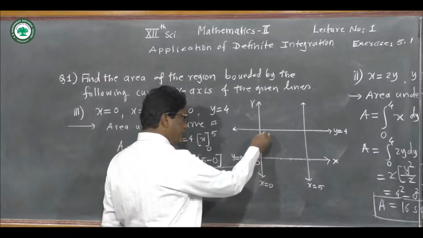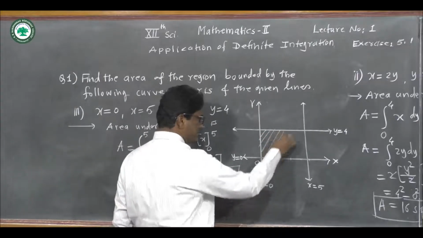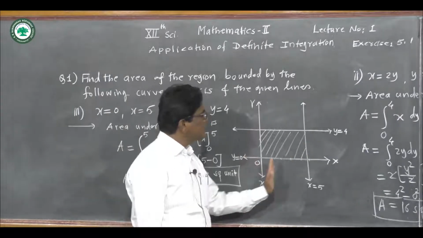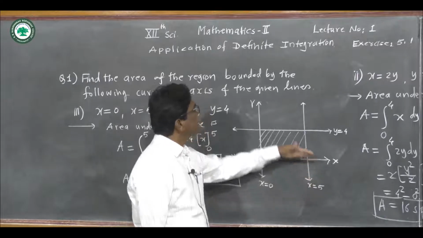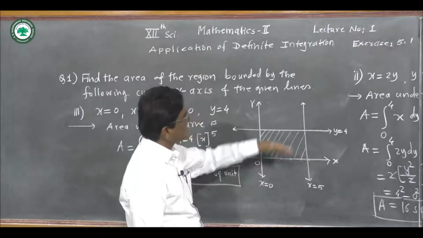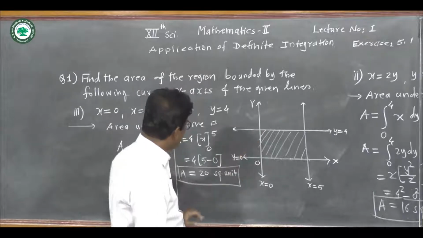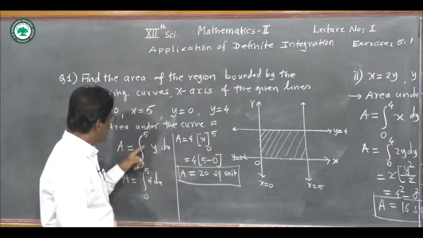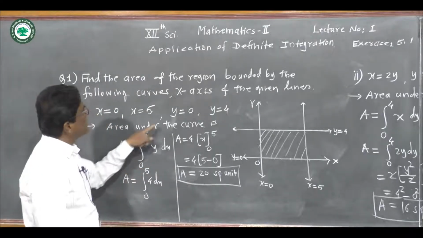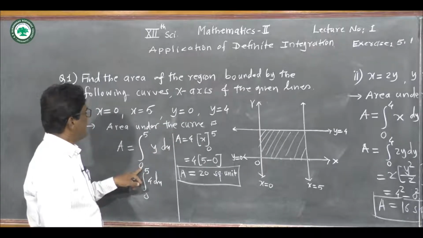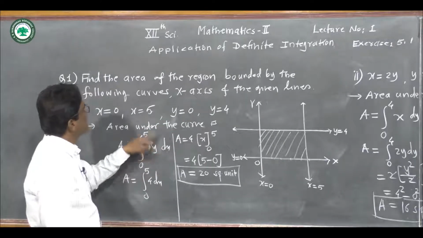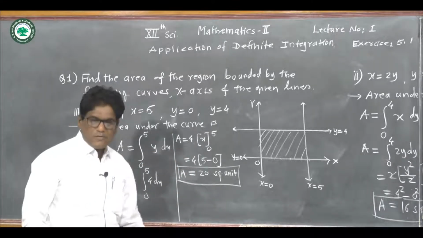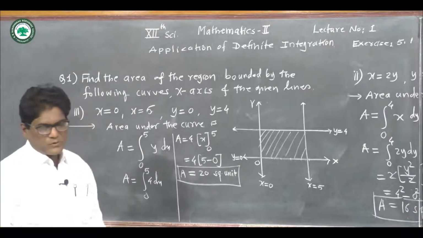Now we have to find this required area. This required area is bounded by the line x is equal to 0, x is equal to 5, y is equal to 4 and the x-axis. So this required area is 20 square unit. We may take, instead of lower limit and upper limit 0 and 4, y as 0, y as 4, here dy, and put x as 5. Then also the solution is 20 square unit. Now we will see the next example, fourth example.